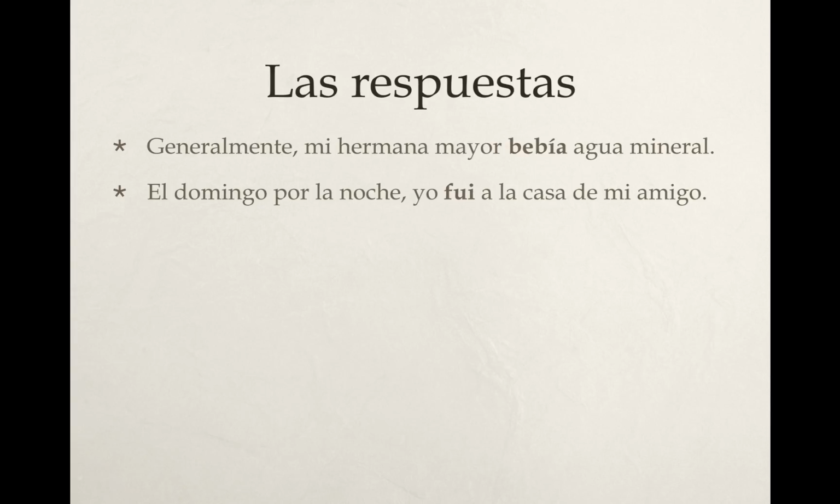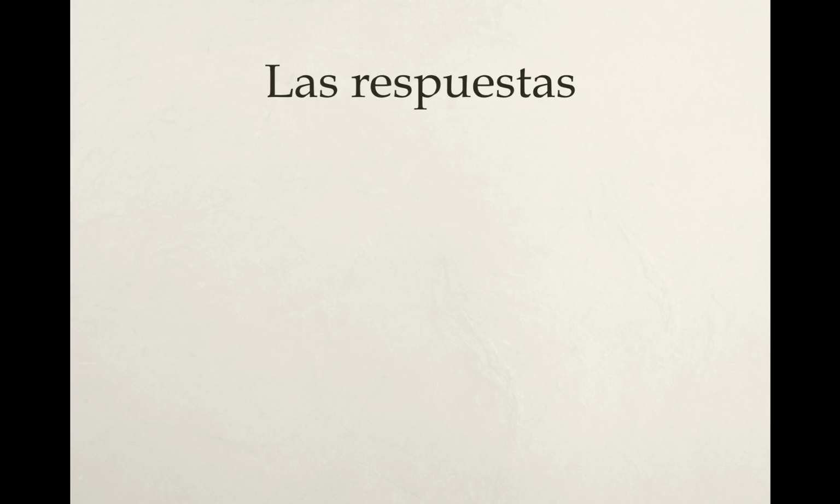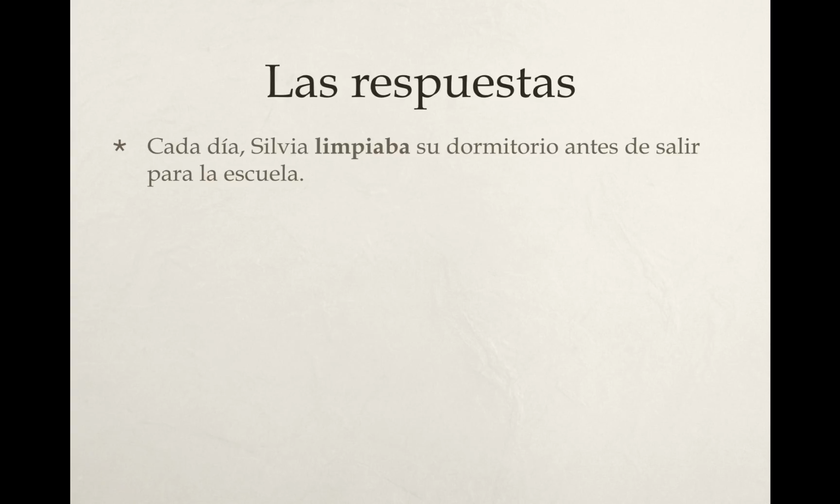El domingo is a specific time on Sunday, preterite tense. Time, eran las dos, and hacía calor is going to be temperature or weather. Cada día, Silvia limpiaba. Cada día is a key word for the imperfect tense. So each day, Sylvia used to clean her bedroom before leaving for school.